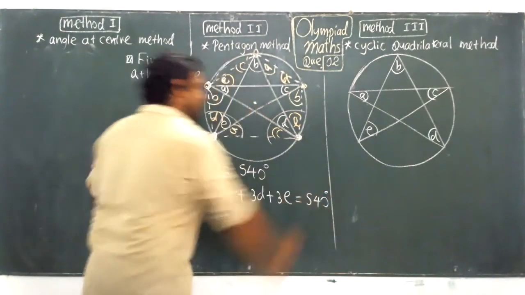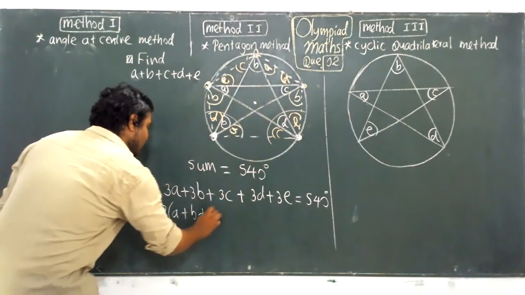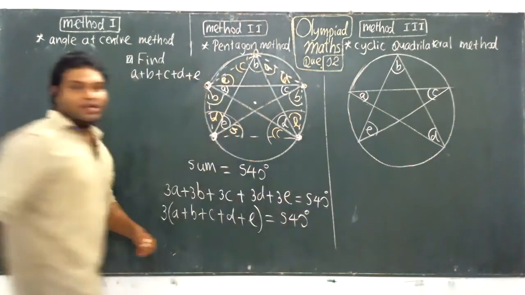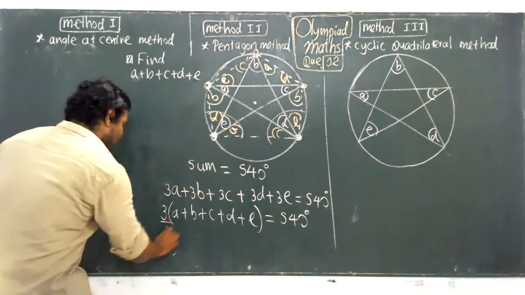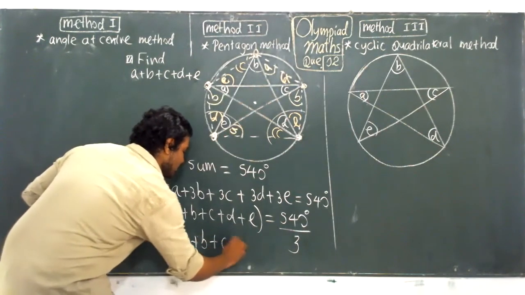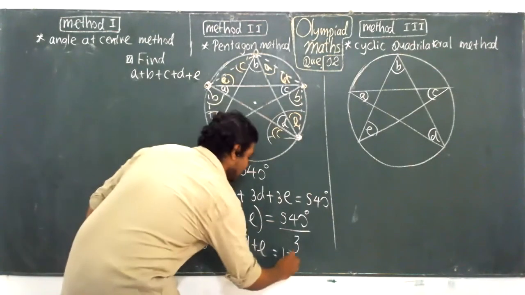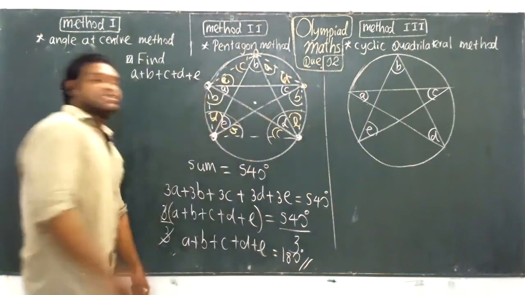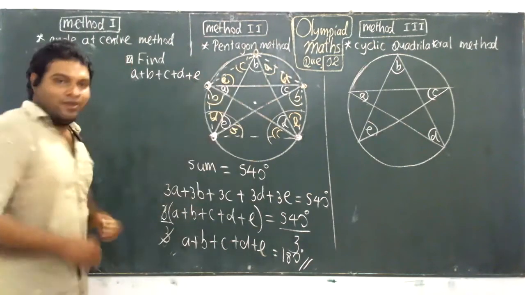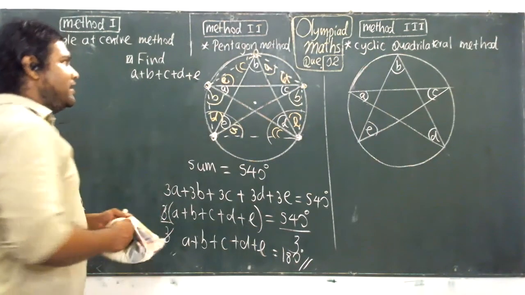So 540 equals the sum, and you have 3 as a common factor: 3 times (A plus B plus C plus D plus E) equals 540. Now you can divide both sides by 3. What is your answer going to be? A plus B plus C plus D plus E equals 180. 180 is the answer. Again, we got it. Enjoy this, because it is all mathematical. Build your knowledge by doing these kinds of interesting Olympiad questions.